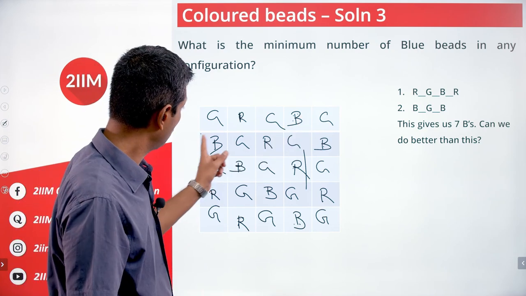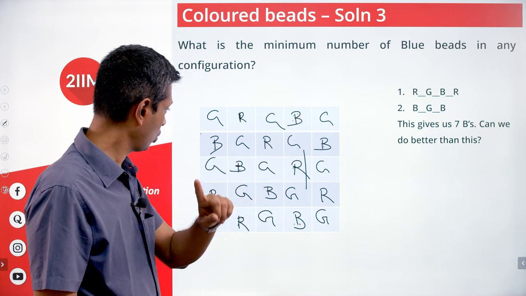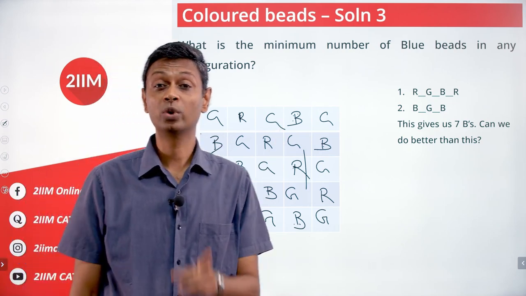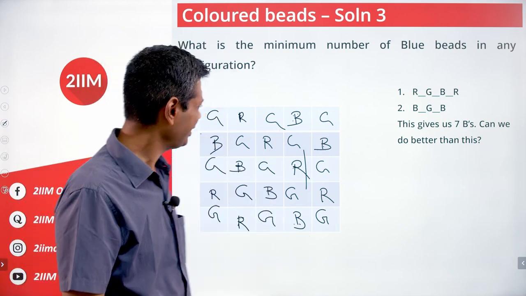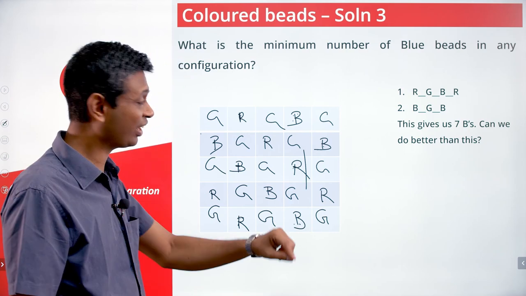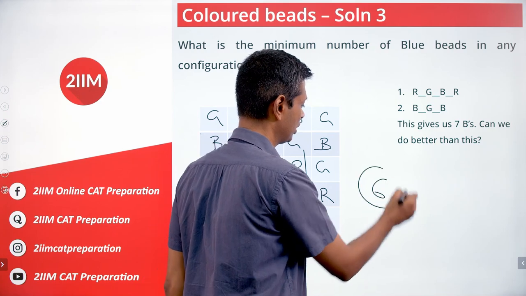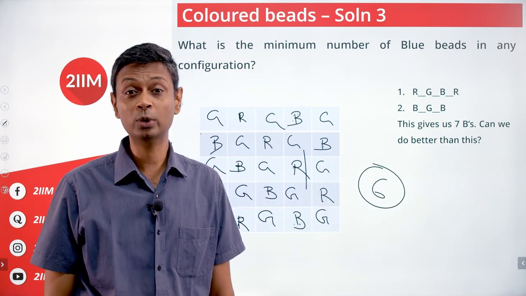Now we have 1, 2, 3, 4, 5, 6. Only 6 blues. 1, 2, 3, 4, 1, 2. Only 6 blues. We have got up to 6 blues. I don't think it is possible to get 7 reds in after you have put 13 greens. So 6 blues is the best case scenario. We cannot have a scenario with fewer than 6 blues.